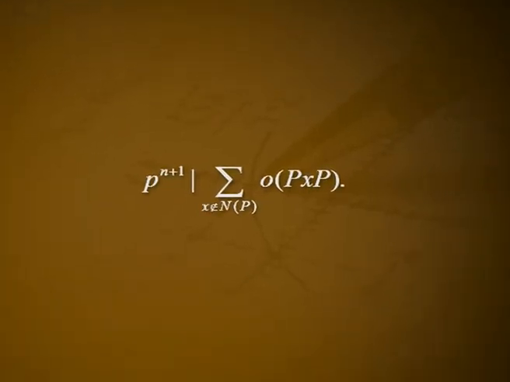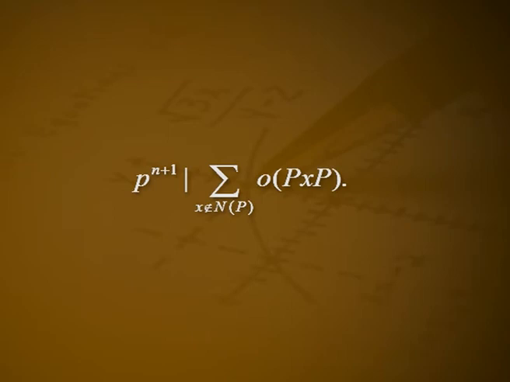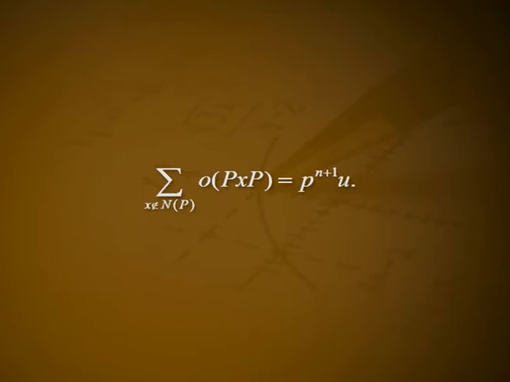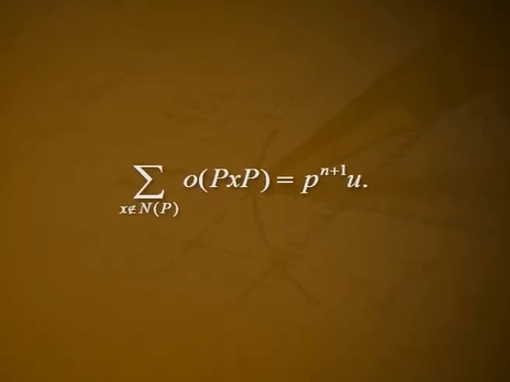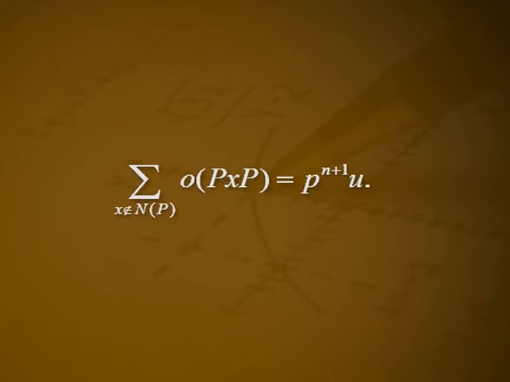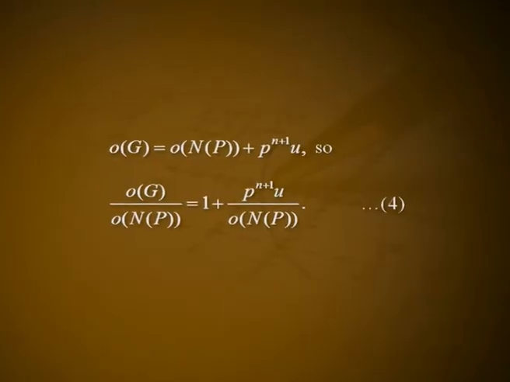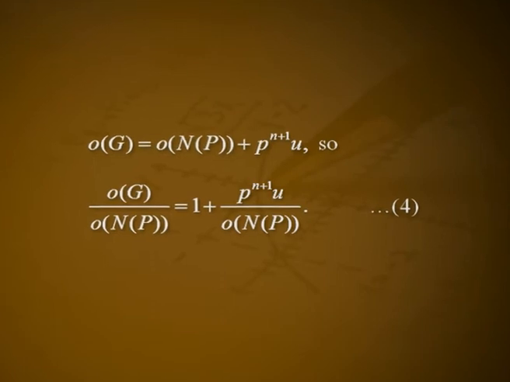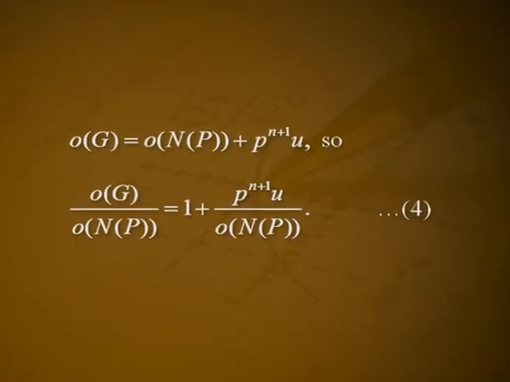As p raised to n plus 1 divides the order of PxP when x does not belong to the normalizer of P, we have that p raised to n plus 1 divides the summation taken over all x not belonging to the normalizer of P of the order of PxP. Hence, we can write this summation as p raised to n plus 1 times u. Therefore, the order of G is equal to the order of the normalizer of P plus p raised to n plus 1 times u. So, the order of G divided by the order of the normalizer of P is equal to 1 plus p raised to n plus 1 times u divided by the order of the normalizer of P.